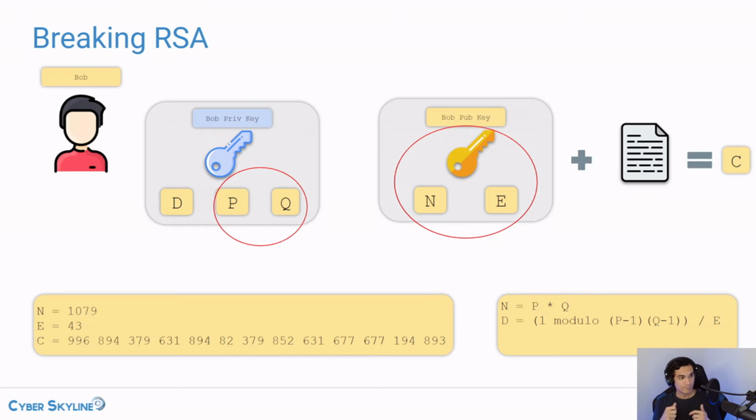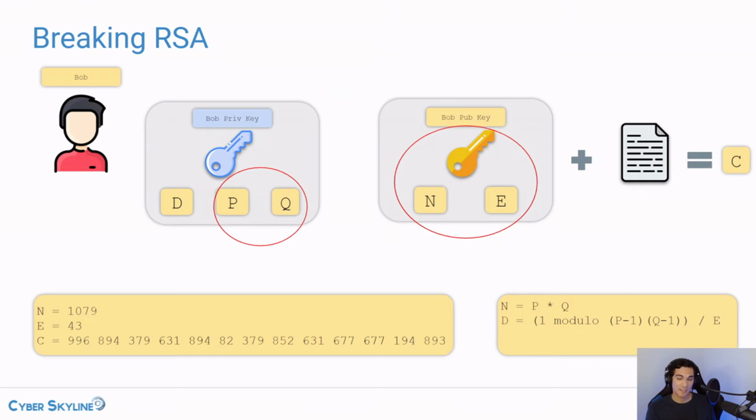So the reason, again, why P and Q should be large prime numbers is because it makes it harder for an attacker to guess what P and Q are. If the attacker can guess what P and Q are, then the jig is up. Everything is broken. And that's why in real RSA, or in proper implementations of RSA, those P and Q values are very, very, very large.